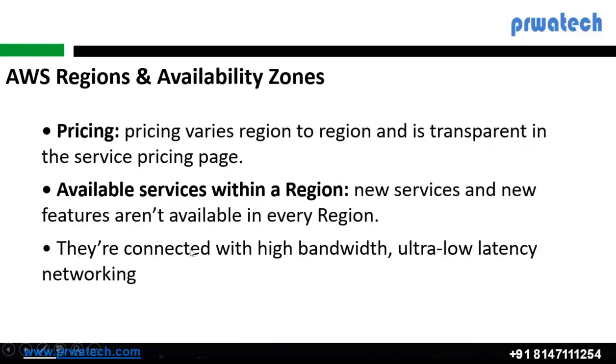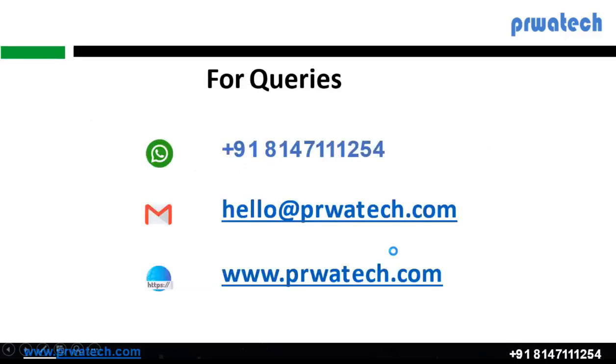And every availability zone will be connected to each other with high bandwidth and ultra low latency networking, and the internet speed will be very high. Your data centers will be connected to each other with ultra low latency. If you're getting any data, you'll be getting the data from three availability zones.